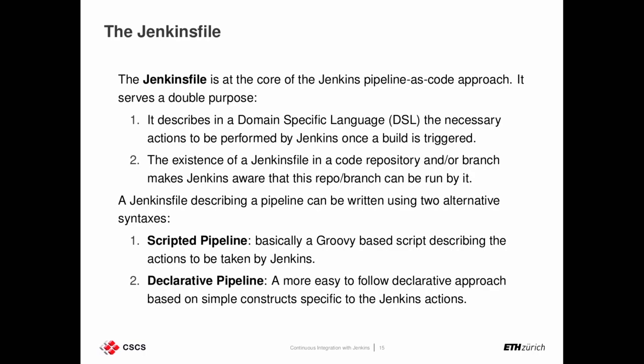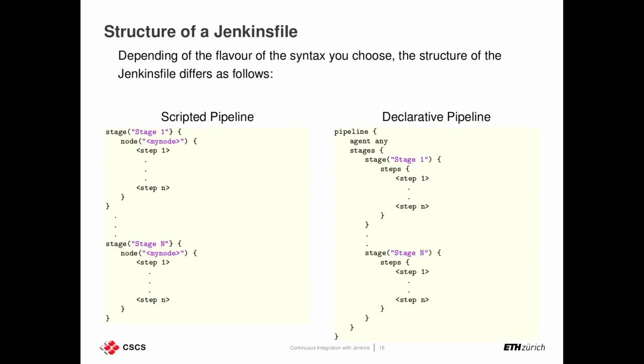A Jenkinsfile which describes a pipeline can be written using two alternative syntaxes. The oldest syntax is the scripted pipeline, which is basically a Groovy-based script that describes the actions that Jenkins will take when the job is triggered. And this is the newer approach, the declarative one, where you don't have to know Groovy, and it's easier to follow, based on simple constructs specific to the Jenkins actions that you want Jenkins to take. Here, I compare the two different Jenkinsfile syntaxes.